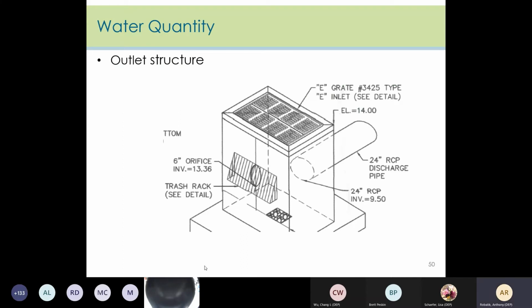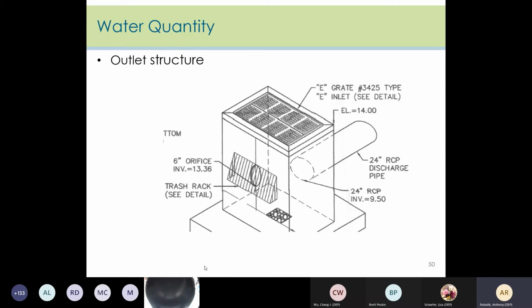So let's take a look at the detail of the outlet structure. They've got an E-type grate at 14. They have a 6-inch orifice, so that's good. It matches. But on here it says that the orifice is at elevation 13.36, which is actually 0.16 feet higher than what was shown in the model. So that's a problem. It's not a huge problem because it's not a significant difference, but it's definitely a difference that's going to have to be accounted for before this is given final approval.